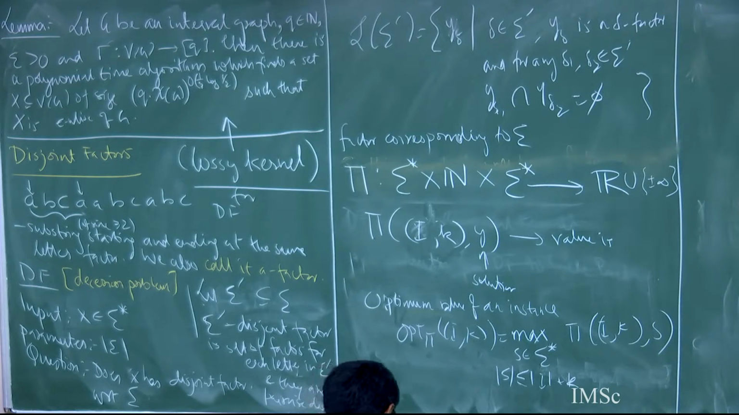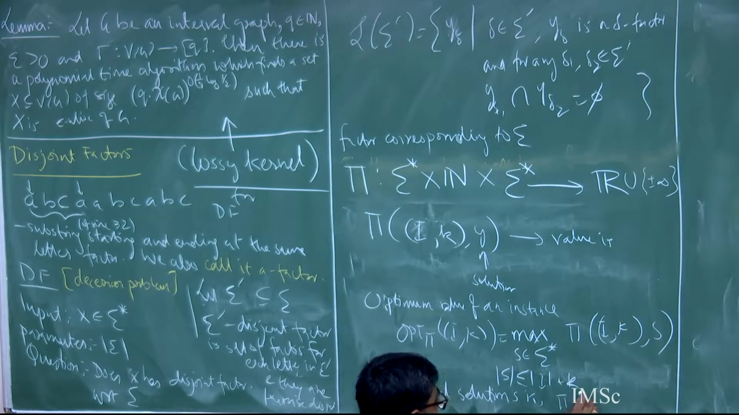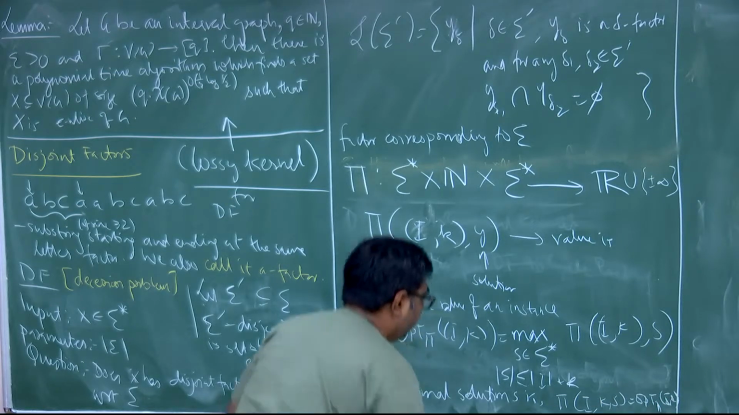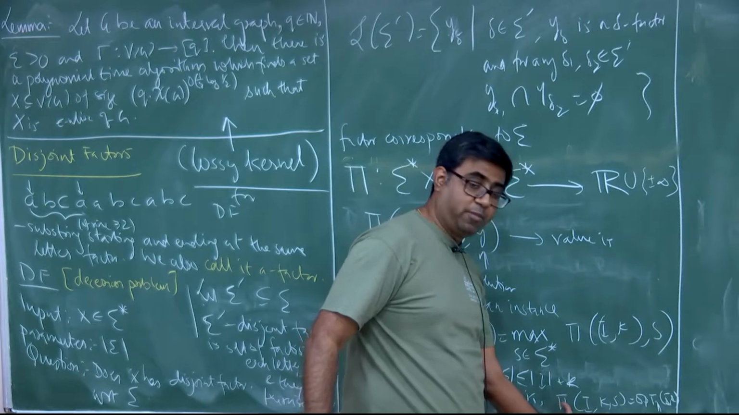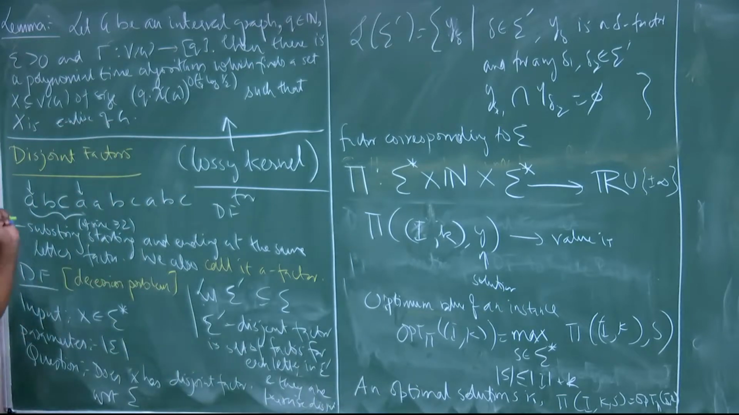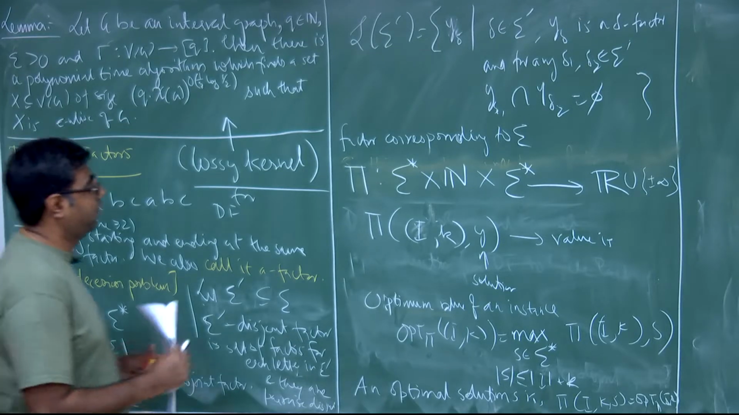And what is an optimal solution? An optimal solution S is one where pi of I, k, S is nothing but opt pi of I comma k. So S is called an optimum solution if the value of pi on it is the same as opt. This is how we define an optimization problem, and I'm not going to go into more details. Now, to make sense of this, we need to define an optimization version of disjoint factor.